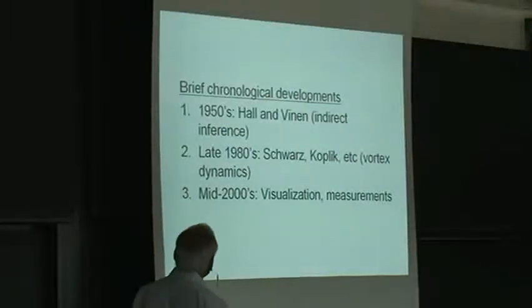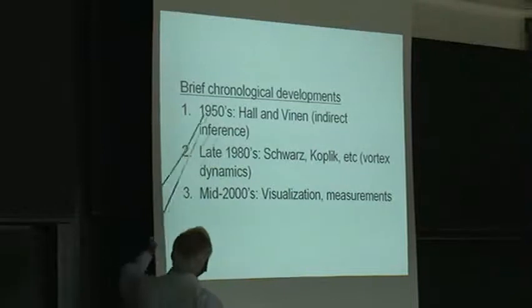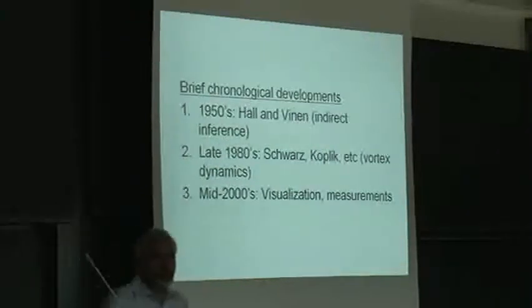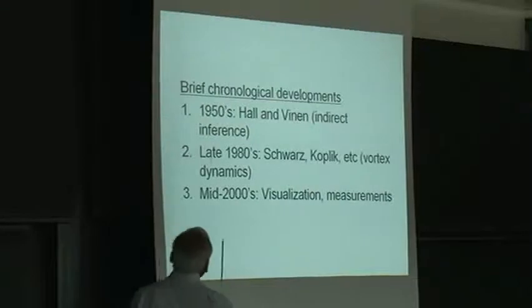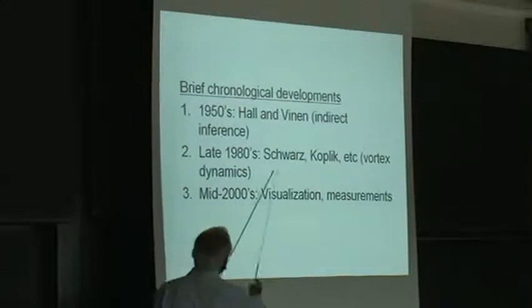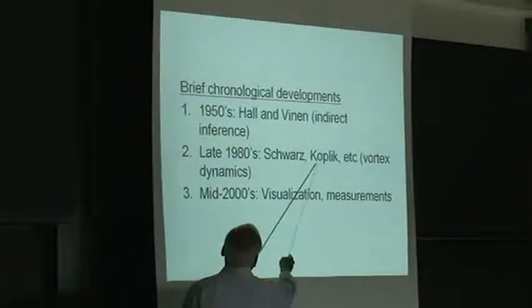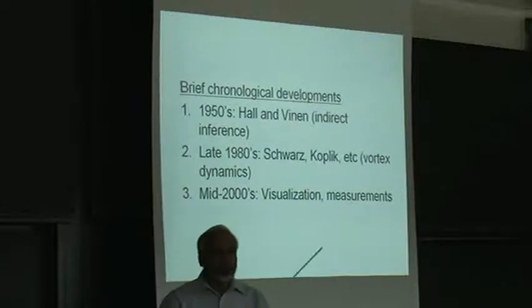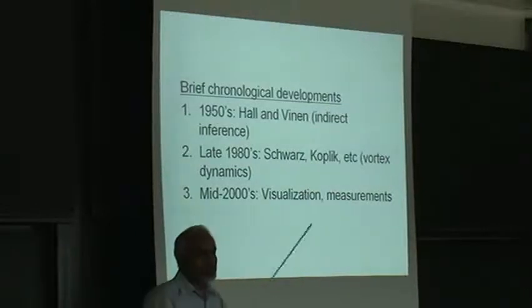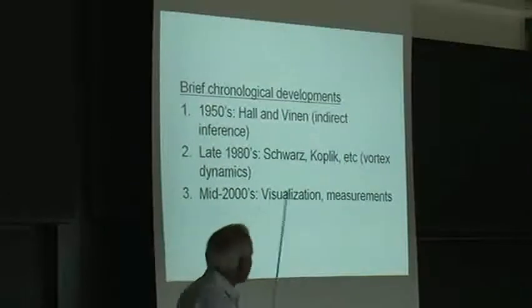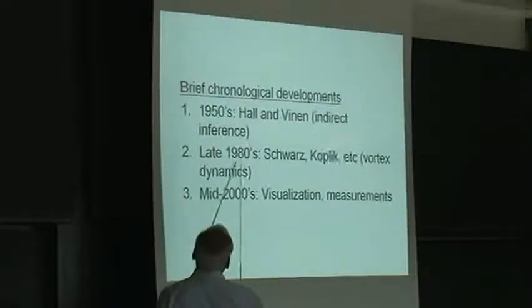Whatever I've said is not exactly all new. In the 1950s, Hall and Vinen indirectly inferred that there are these quantized vortices. And for quite some time it was dormant until the 1980s, when Klaus Schwarz at IBM and Joel Koplik at City College started doing vortex dynamics calculations. And you remember the movie I showed where the reconnections and all that, where you have these tangles, that was actually the 1980s. And thereafter it sort of disappeared from the scene.